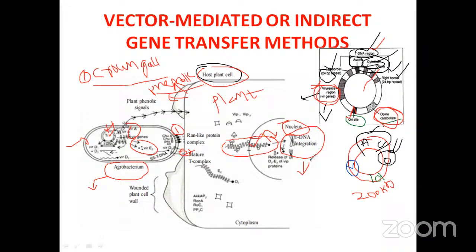So this is about the crown gall disease of Agrobacterium. Next, hairy root disease of Agrobacterium rhizogenes. It looks the same as crown gall disease, the process is the same, but here the difference is the vector.